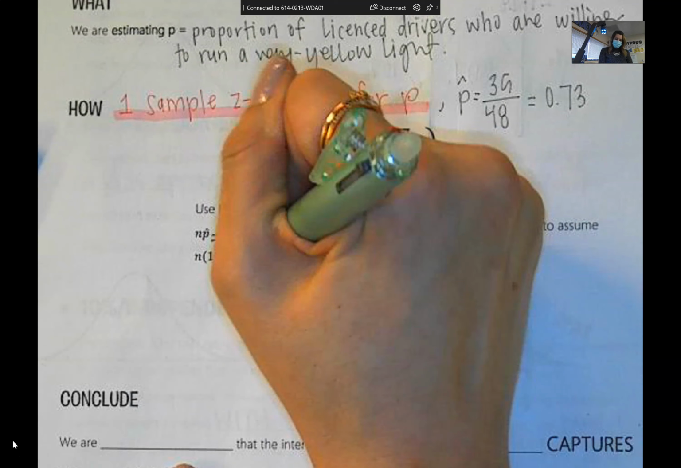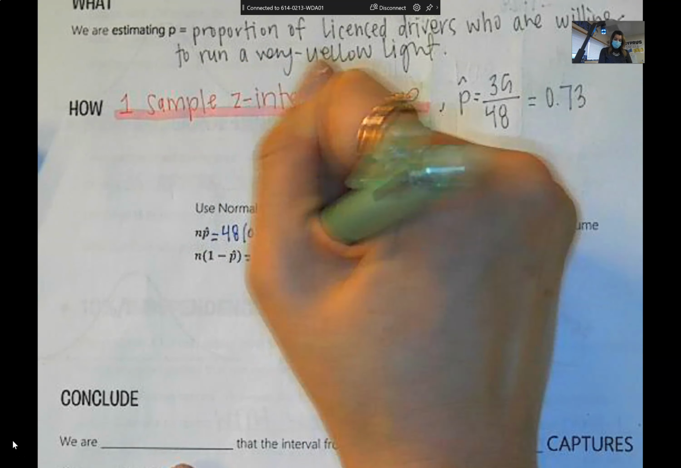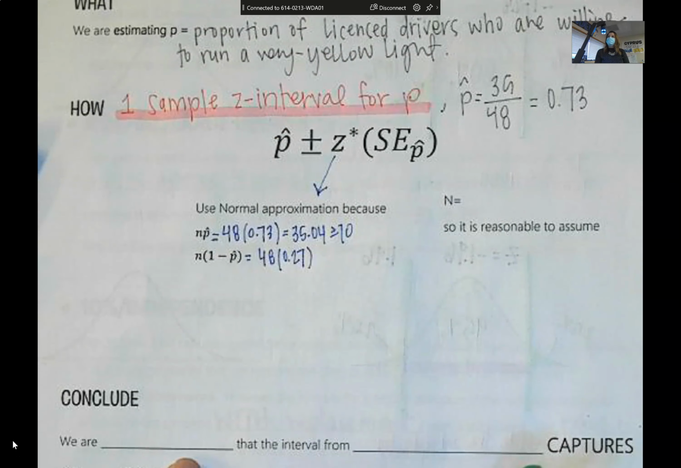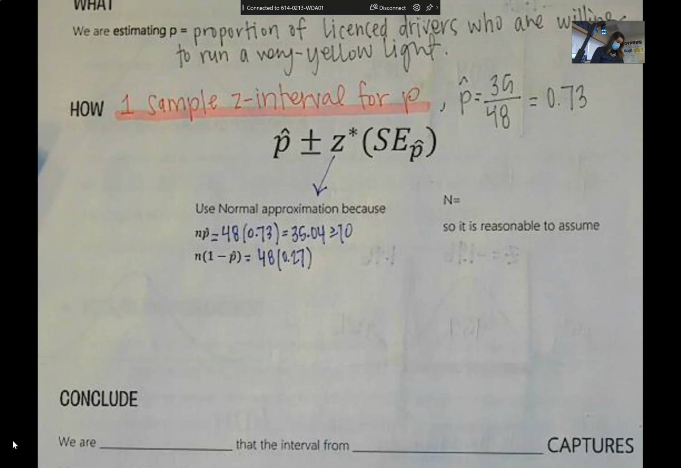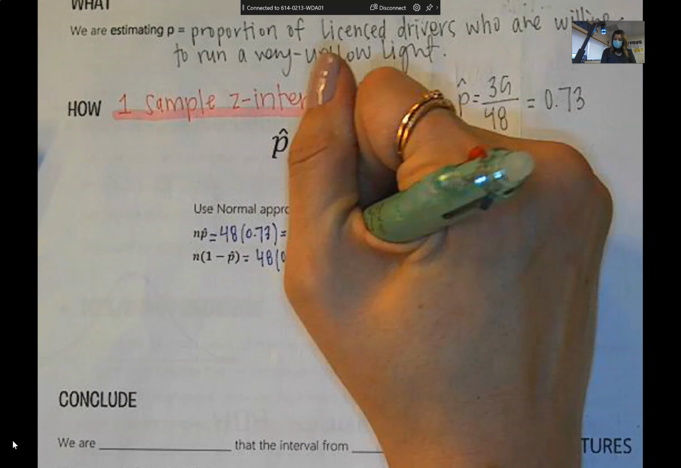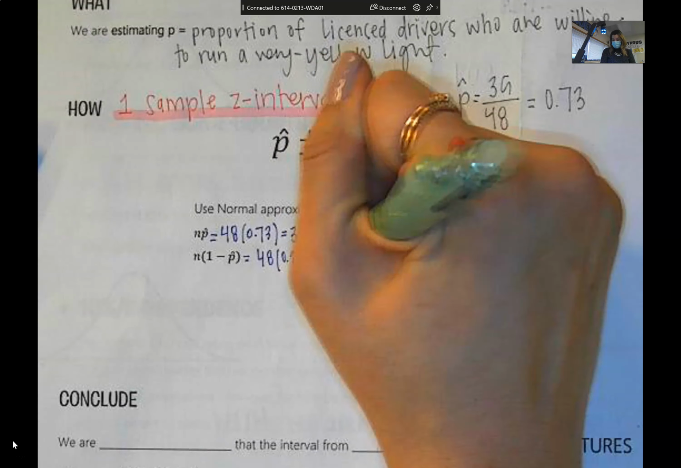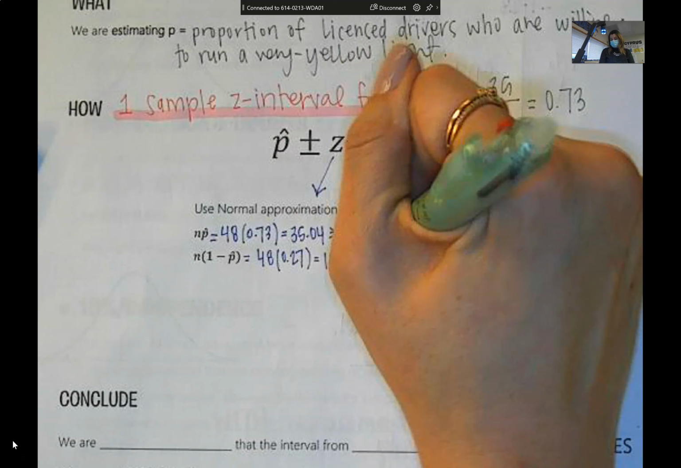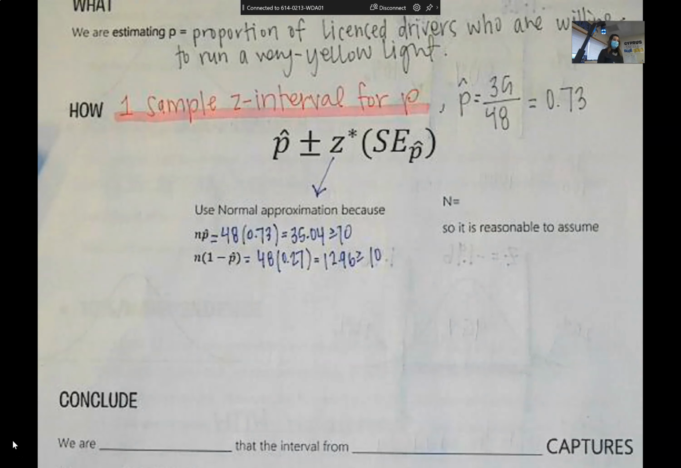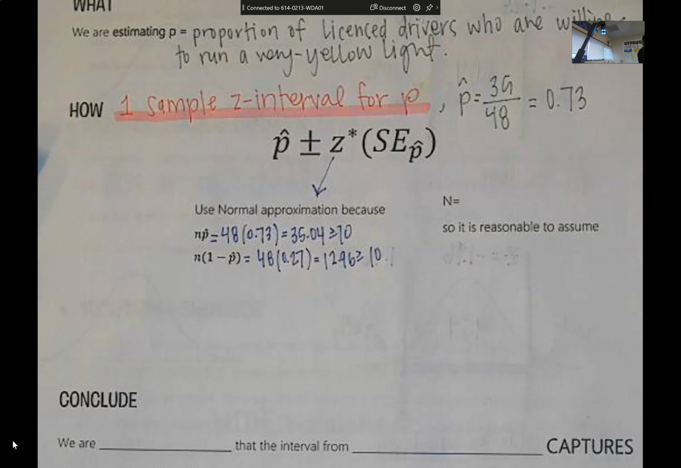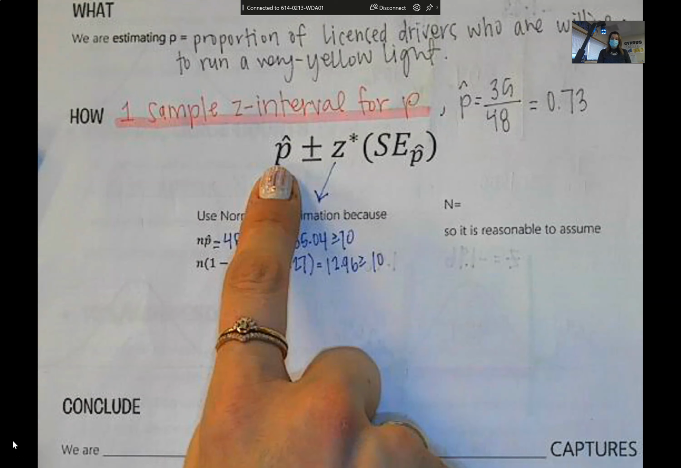And then 48 times 0.27 gives me 12.96, and that is also greater than or equal to 10. So I just verified to myself, and you can write it down if you want to, that an SRS was taken. That applies to this guy.